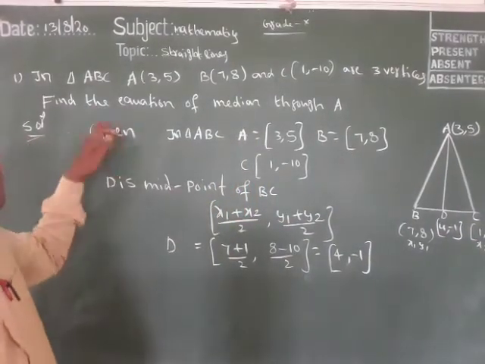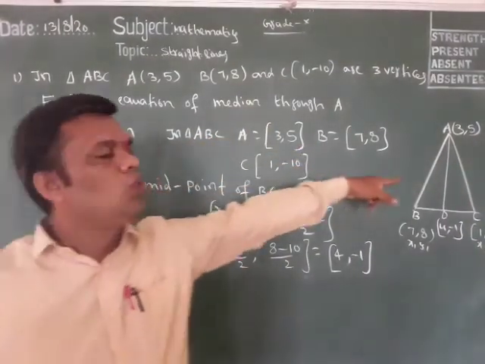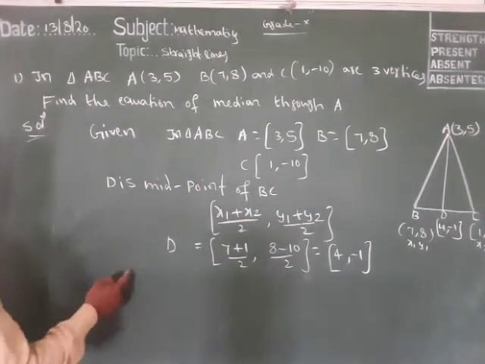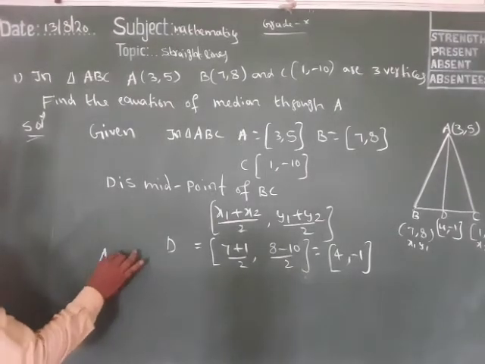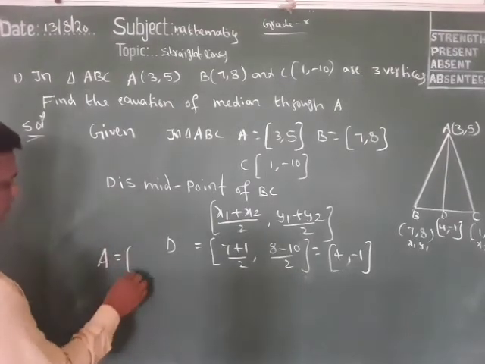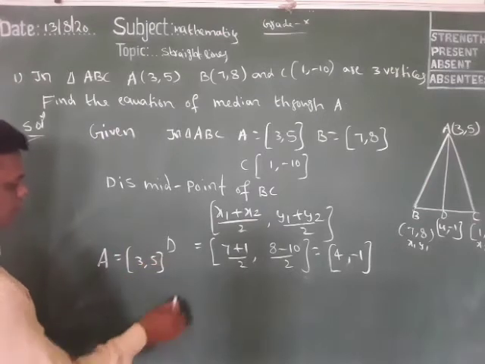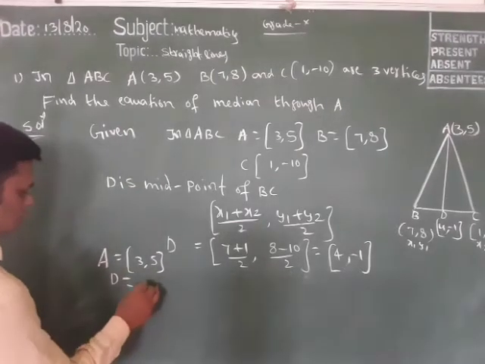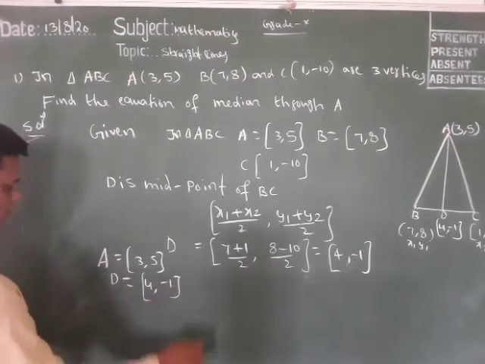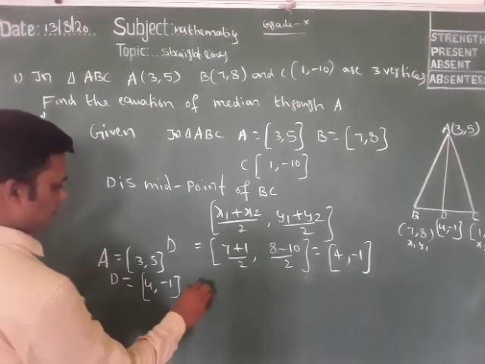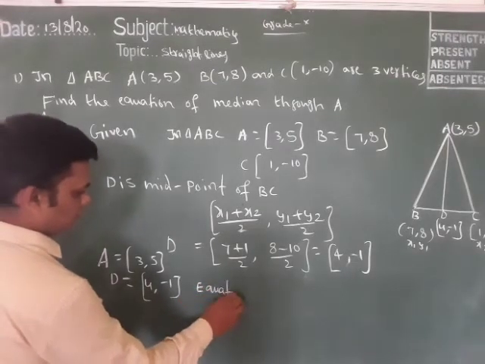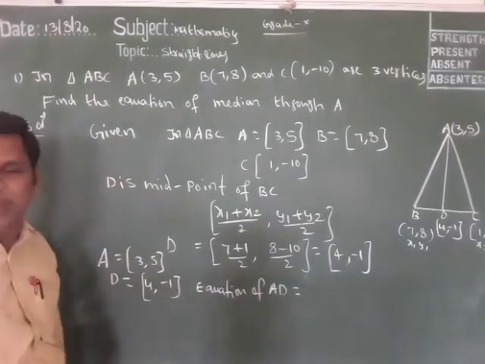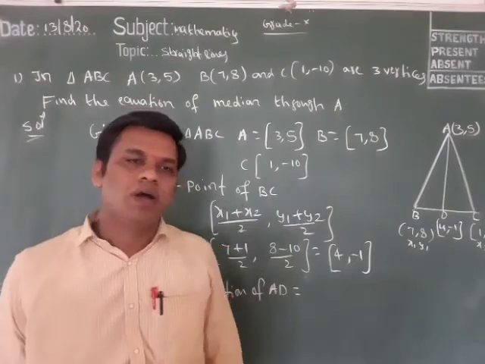Now what we have to find? Find the equation of the median through A, they are asking. You know point A, which is (3, 5), and D, which is (4, -1). Then the equation of AD.